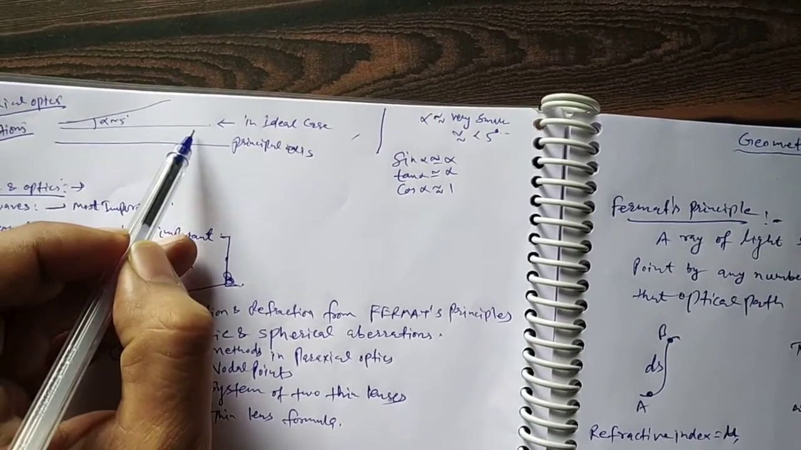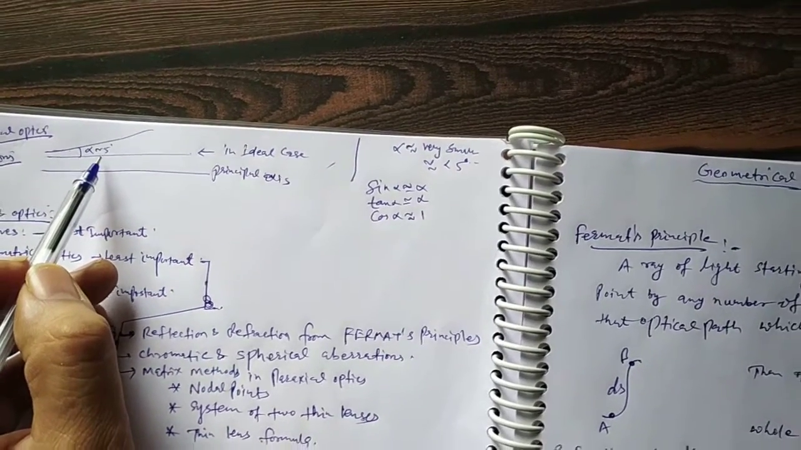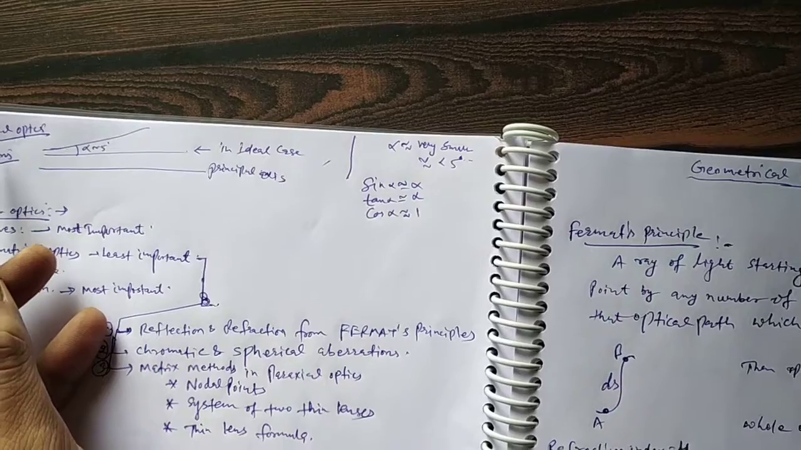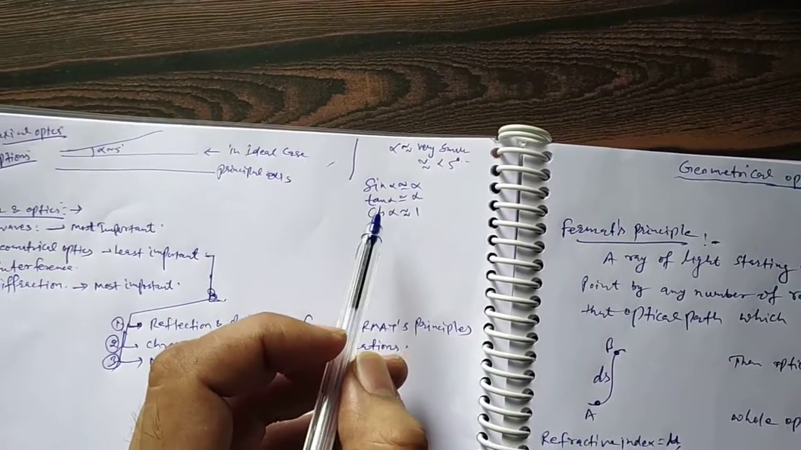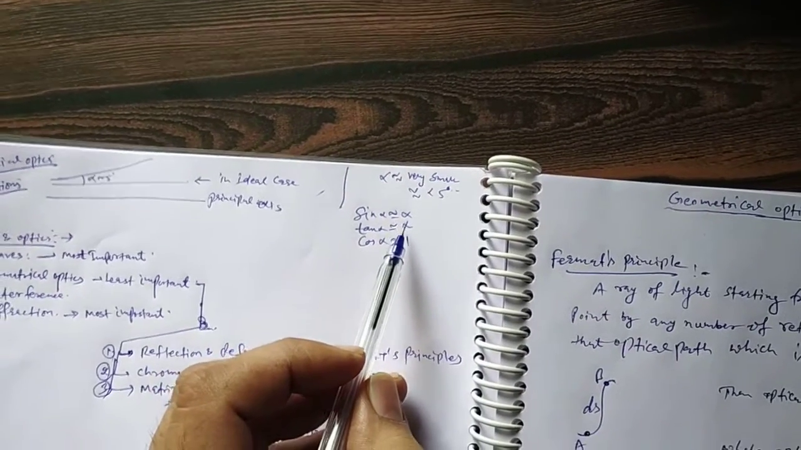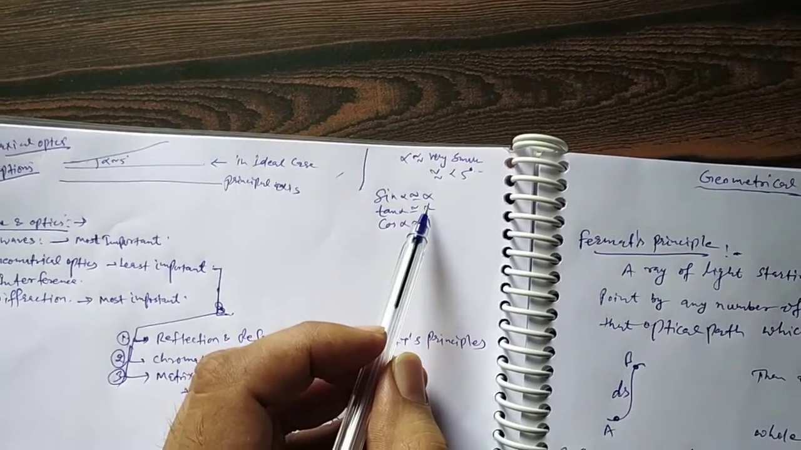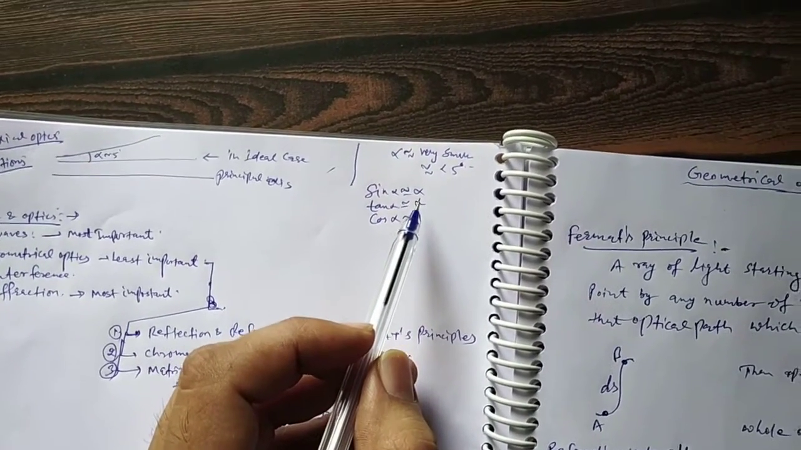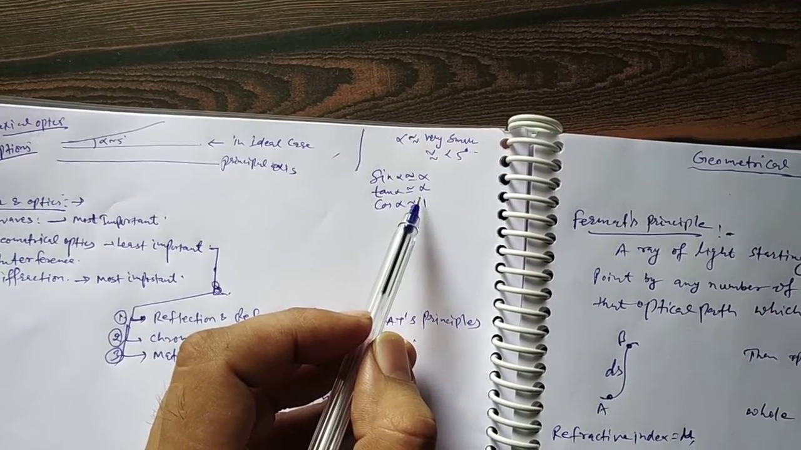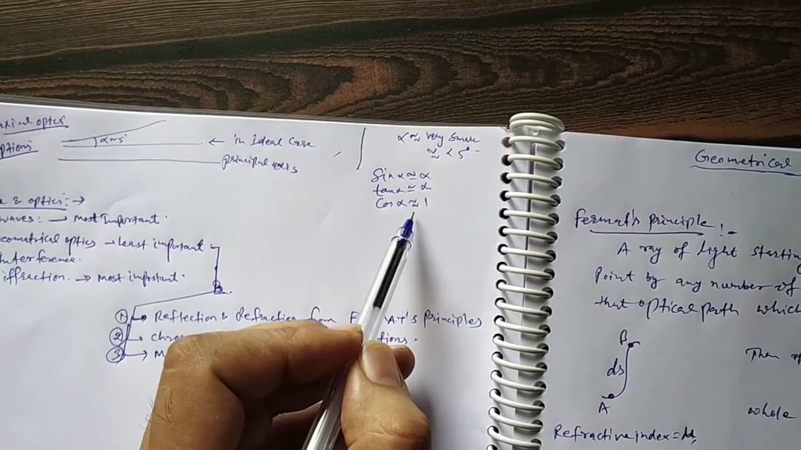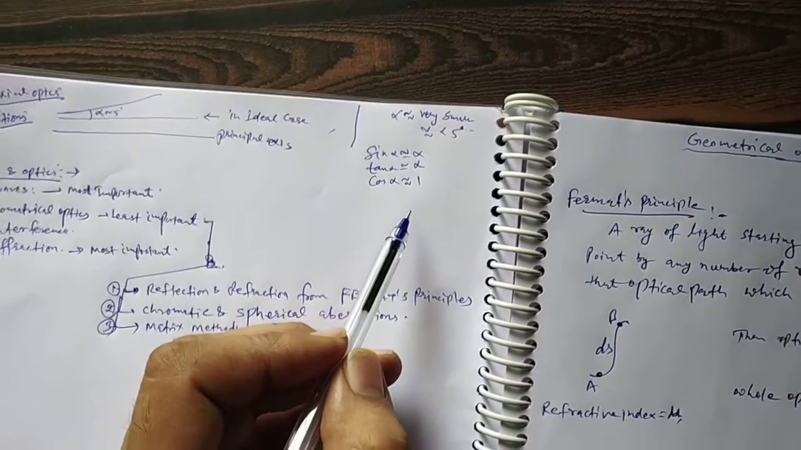The angle between the principal axis and the deviated ray is minimum, which is less than 5 degrees. So in paraxial optics we take sin alpha equals alpha, which means if alpha is small, then sin alpha is equal to alpha, as we know from trigonometry. Tan alpha is approximately equal to alpha, and cos alpha is 1 when the angle is infinitesimally small.